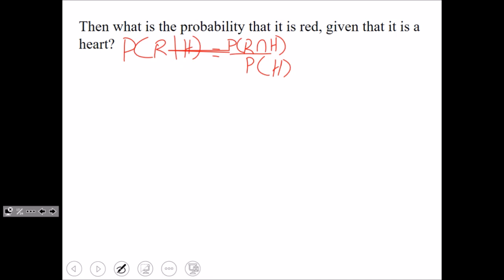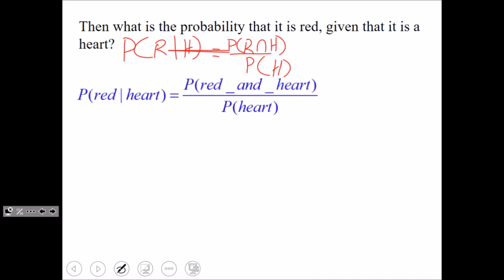So now we're just going to solve this. Put in our probabilities. What's the chance of getting red and a heart? Well, that's 13 out of 52. Chance of getting a heart, 13 out of 52. Overall, we simplify and cancel. We're going to get 1.